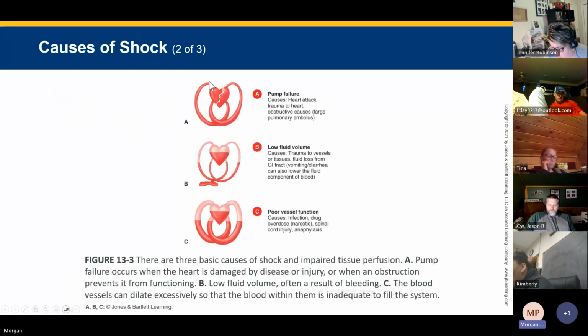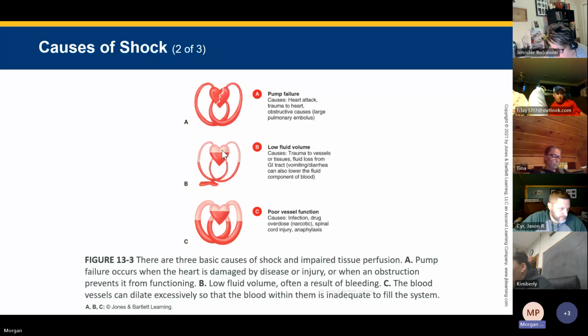Again, pump failure, the cardiogenic shock, is when somebody's had a heart attack or blocked arteries, and it's not pumping effectively. Low fluid volume: about 75% of our blood is made up of plasma, and if we don't have enough fluid, it won't be able to pump. Like you're a firefighter, right?